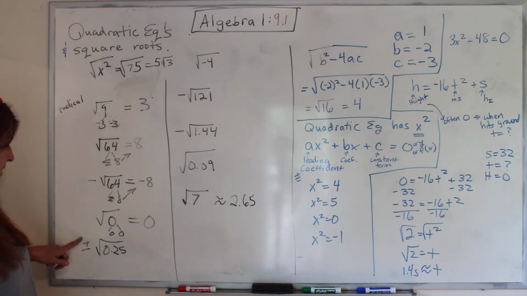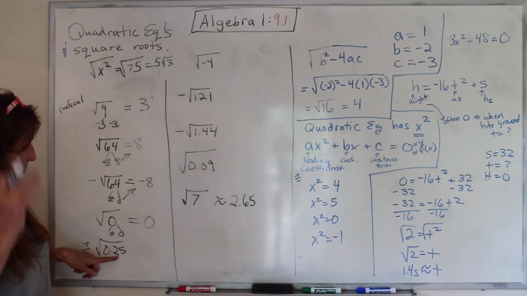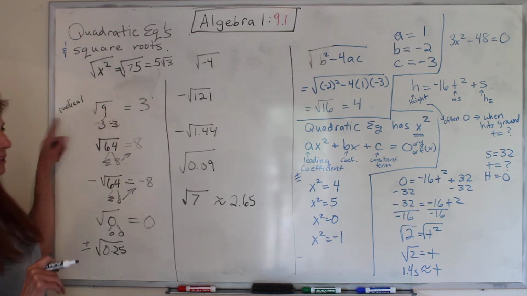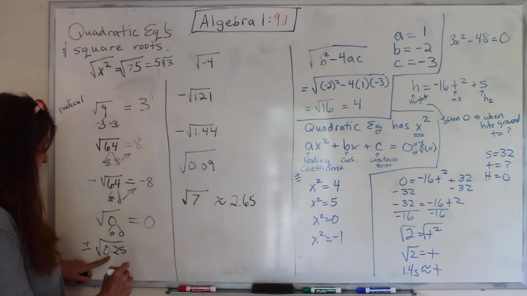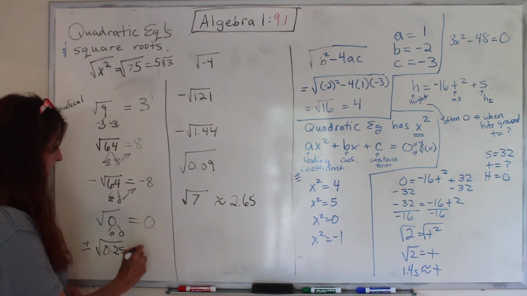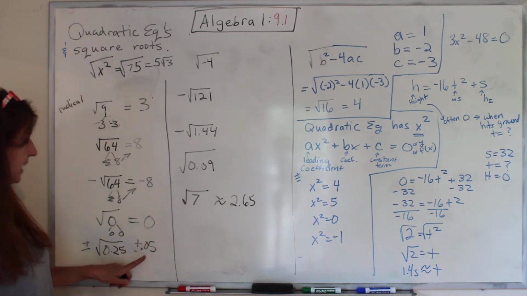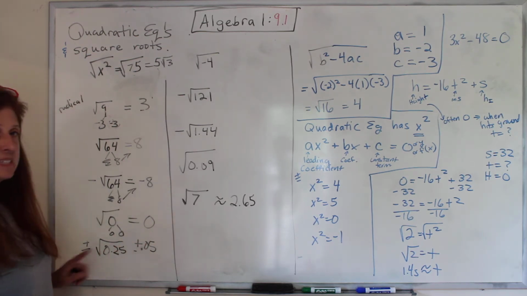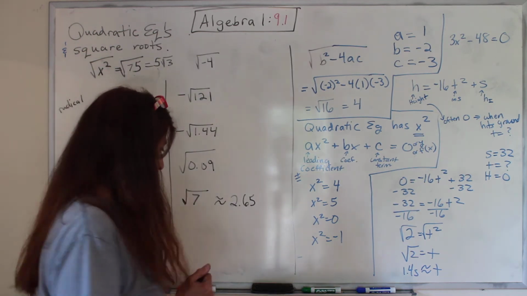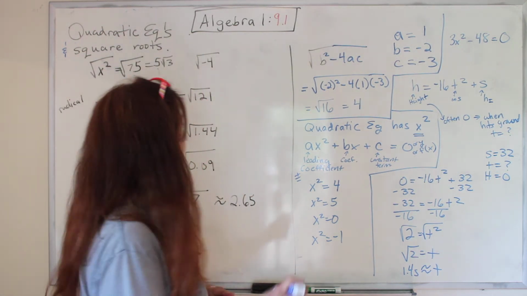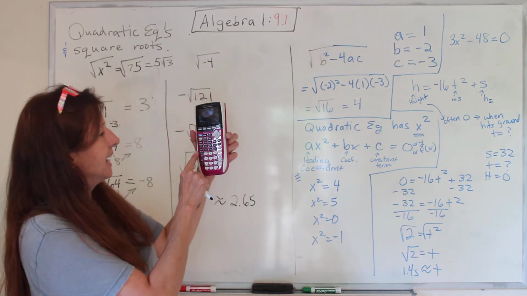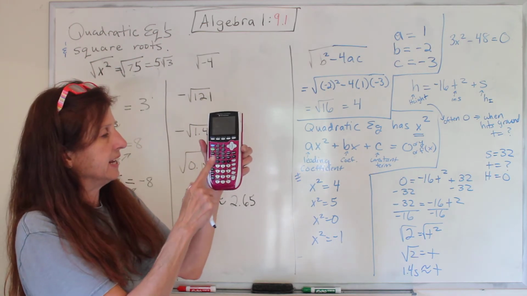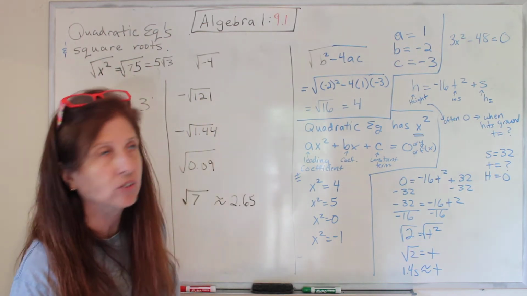Now, plus or minus the square root of 0.25. This time they want us to write the plus or minus sign. The square root of 25 is 5, so we know the square root of 0.25 is plus or minus 0.5. With one like this, I would do it on my calculator. I wouldn't just trust my brain because I'd probably get it wrong. So you're welcome to do these on your calculator. On your calculator, it is the second of squared. Do second x squared and it will give you the radical sign.